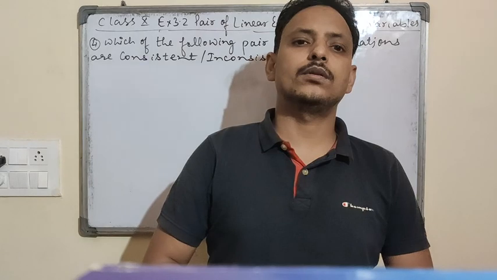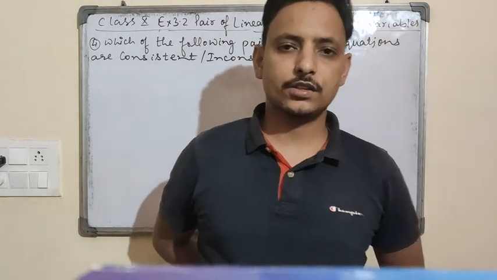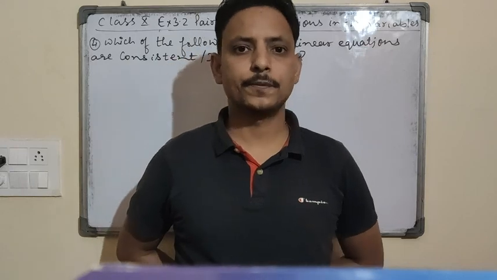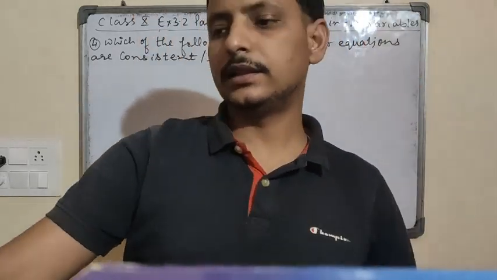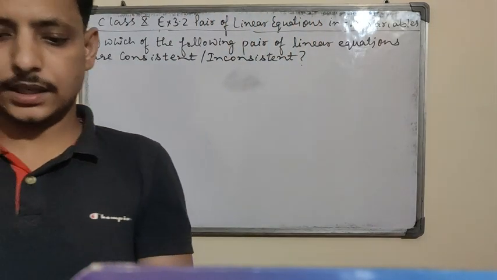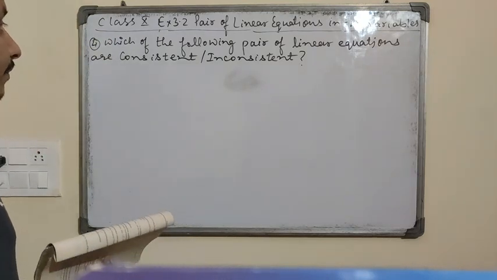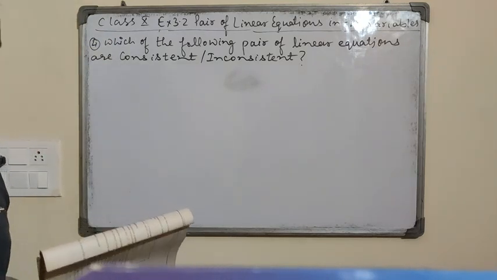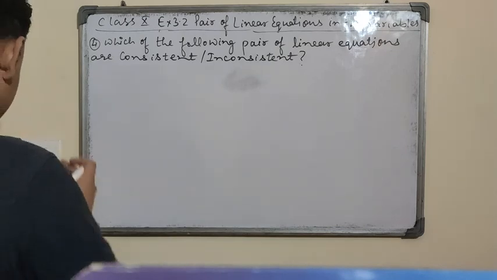We will discuss whether the pair of linear equations are consistent or inconsistent. So here we have two equations, and we have to find out whether the pair of linear equations is consistent or inconsistent. Here we have exercise 3.2, question number 4, first part.